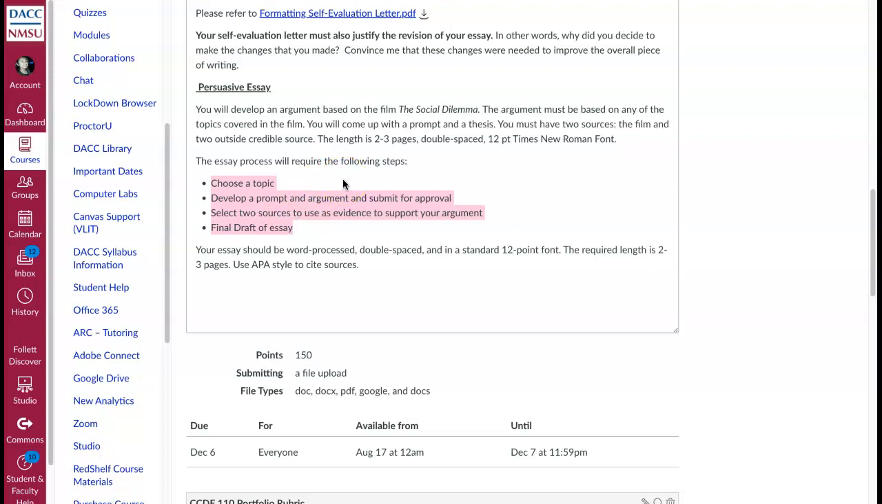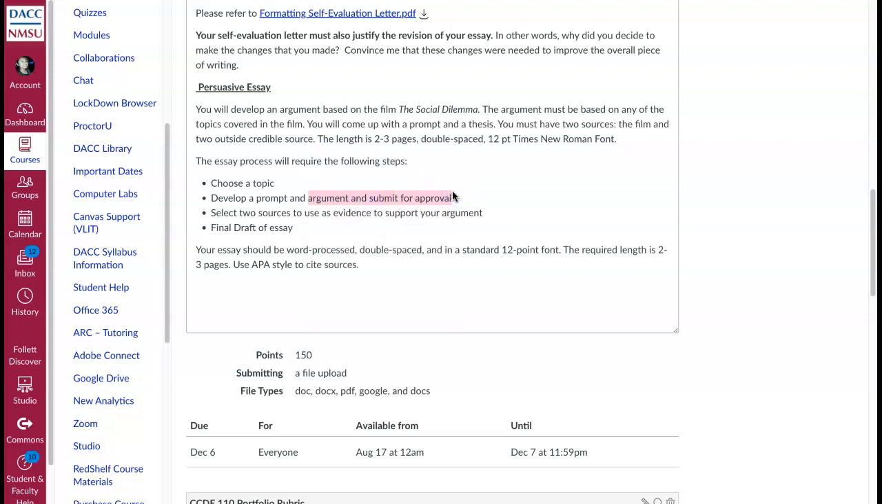So like I was saying, you're going to choose a topic, and then you're going to do research and, of course, submit your final draft. When you choose a topic, there's going to be an assignment where you submit a topic and a prompt, but you have to develop an argument. So for example, body image, right? Body image is an issue that we see in The Social Dilemma. So your topic would be body image, and then you would develop a prompt, which is a question. So the question could be, does social media negatively impact body image? Then your thesis would be the answer to that question.